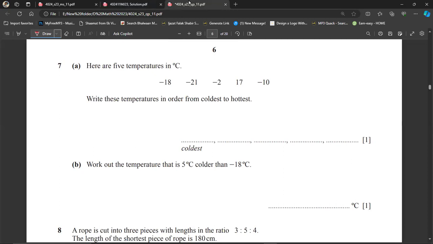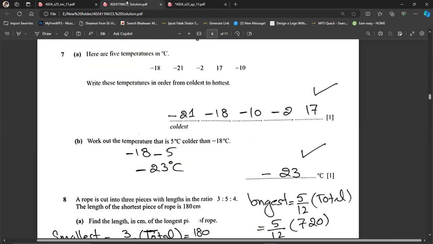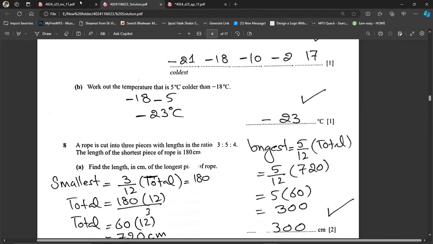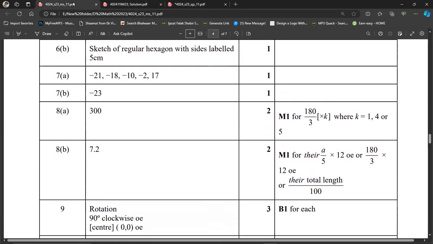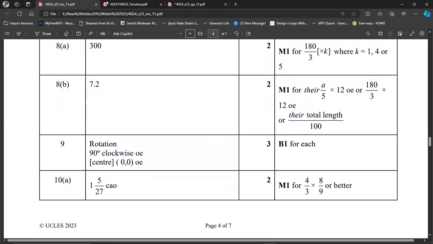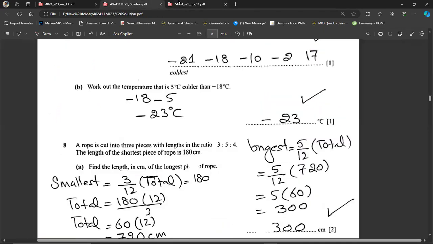Then the B part of question number 7, he says, work out the temperature that is 5 degrees centigrade colder than minus 18 degrees centigrade. So minus 18 minus 5, and that will be minus 23. So our answer is right. This is how this is done.